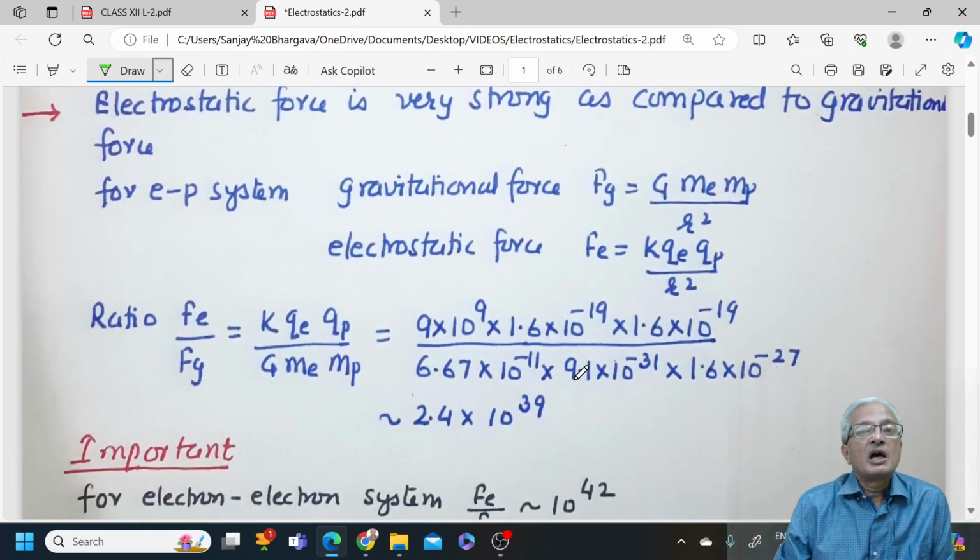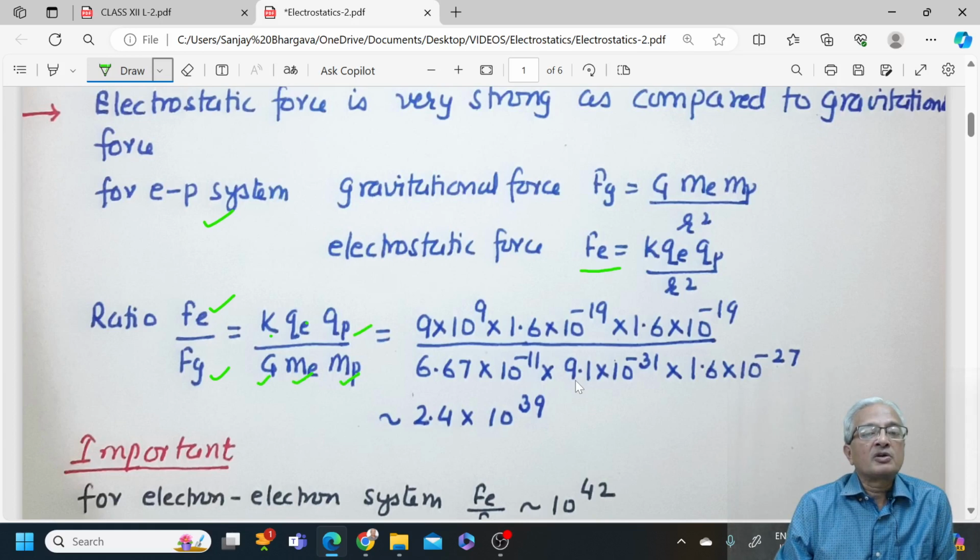Now the question is, how strong is the electrostatic force with respect to the gravitational force? For the electron-proton system, the gravitational force was given by this equation, and the electrical force by this equation. I can always calculate the ratio Fe upon Fg, which would be equal to K, charge on the electron, charge on the proton, upon gravitational constant, mass of the electron, mass of the proton.